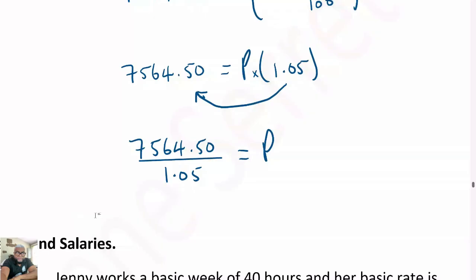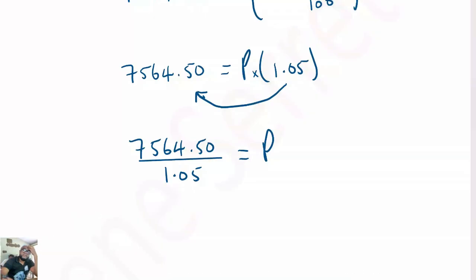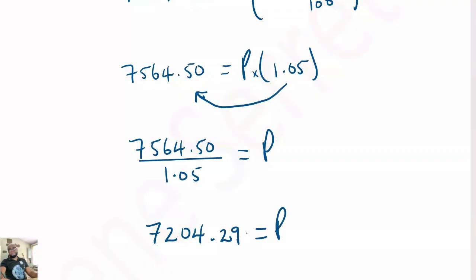Can somebody tell me what my principal is, please? Divided, it's 7,204.29. So 29 cents is my principal. That's what they asked us for. That is all the questions we have for compound interest on this worksheet.